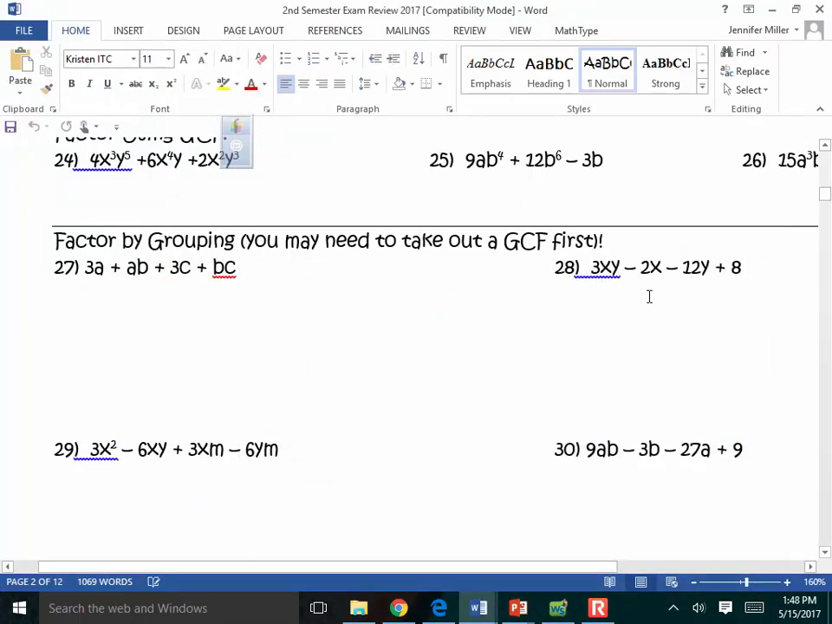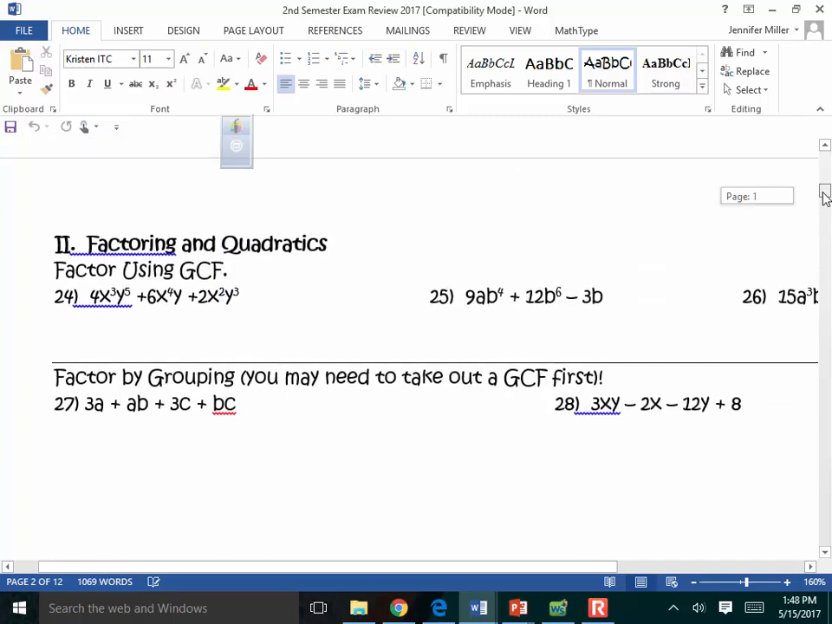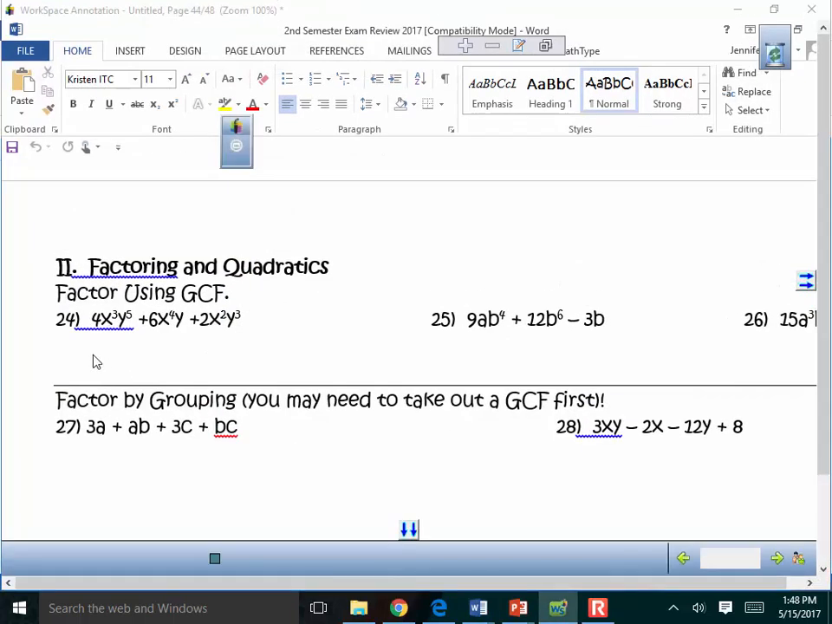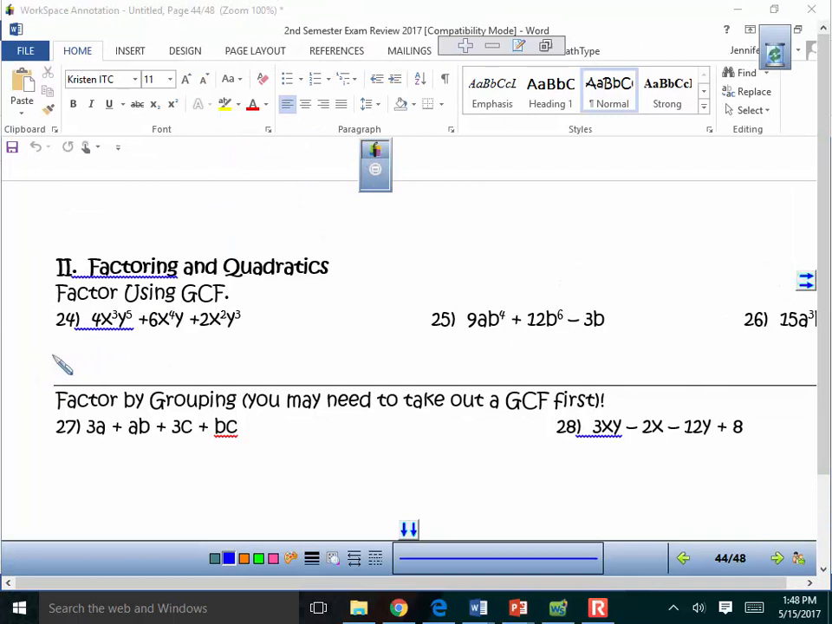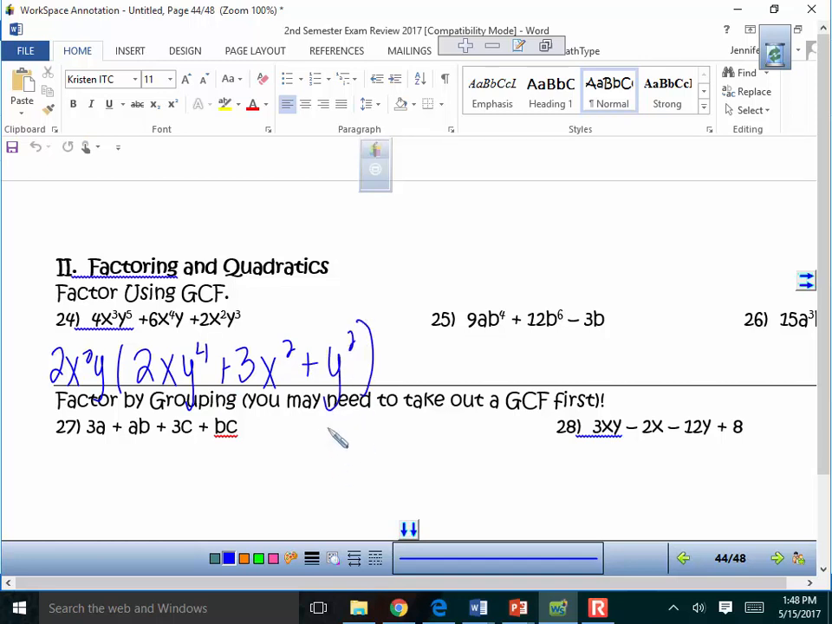I think number 24, what's the GCF there? It's 2x squared y. Good. And that leaves you with 2x y to the 4th plus 3x squared plus y squared. Is that what you guys got? All we did is we factored out our GCF, which is 2x squared y, and then we divided each term by 2x squared y. What we were left with is what was in parentheses. Is that clear?